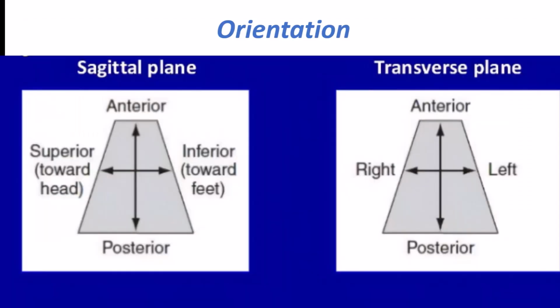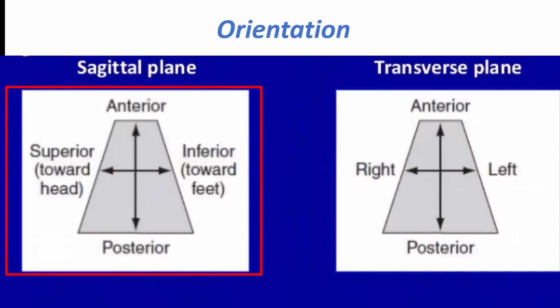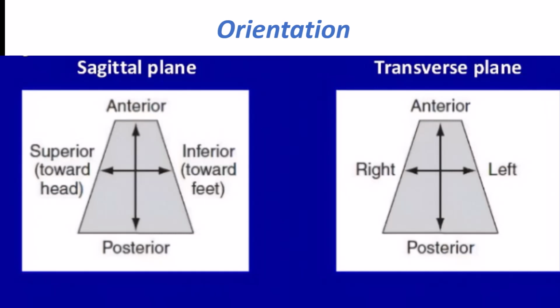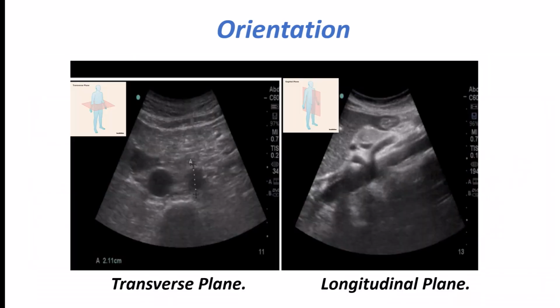Common scanning planes include the sagittal plane, and this plane runs along the longitudinal axis of the body. The coronal plane runs across or perpendicular to the sagittal plane. And the transverse plane, also known as the axial plane, cuts horizontally across the body, providing a view from top to bottom. Ultrasound generates two-dimensional images of three-dimensional structures.